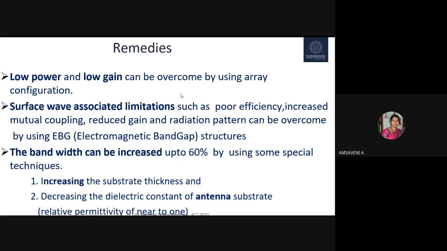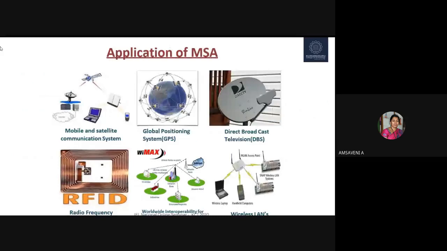The bandwidth can be increased up to 60 degrees by using these techniques: by increasing the substrate thickness, as we already discussed, and by decreasing the dielectric constant of the antenna substrate. It's better to use a dielectric substrate having a low dielectric constant. Thickness should be high, but at the same time, substrates having low dielectric constant should be used. And these are all the applications of microstrip antennas.